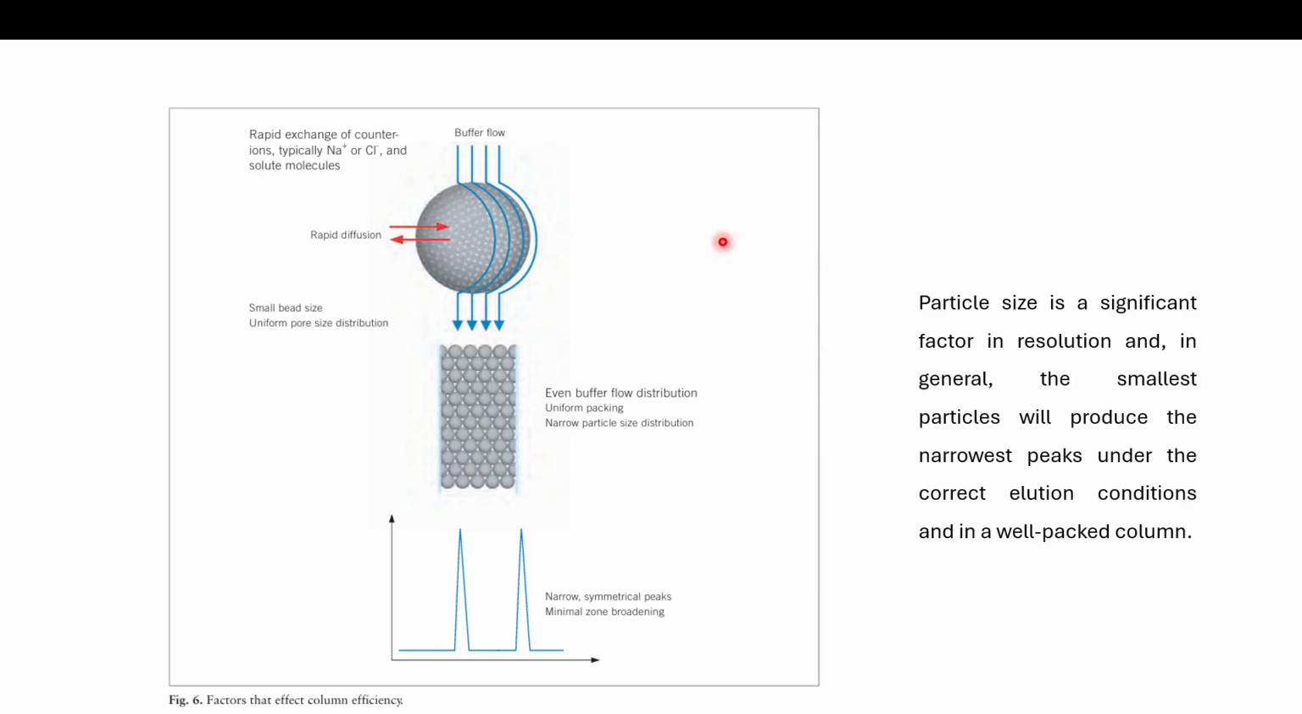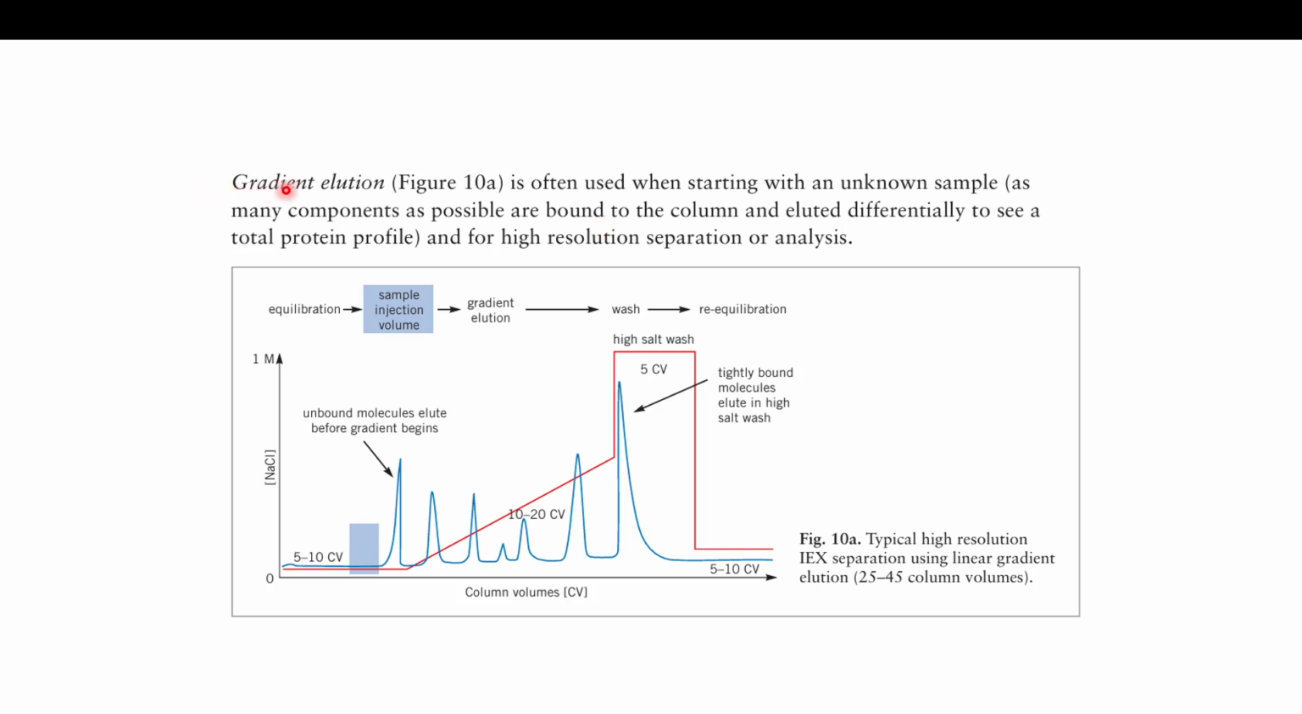Now, another thing that has to be taken care of is the particle size. It is actually a very significant factor in the resolution of a chromatographic column. And in general, the smallest particles will produce the narrowest peaks, like really sharp and narrow peaks, if the elution conditions are really optimum and the column is well packed. Now, there can be gradient elution or stepwise elution.